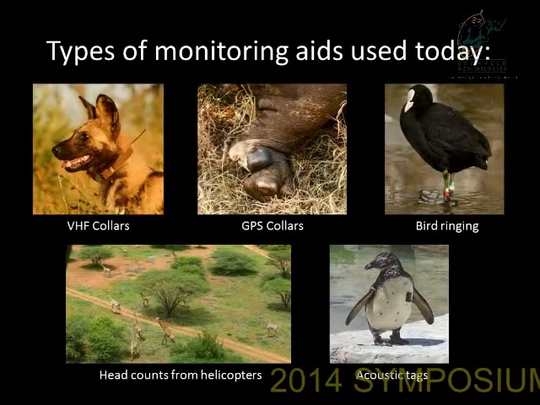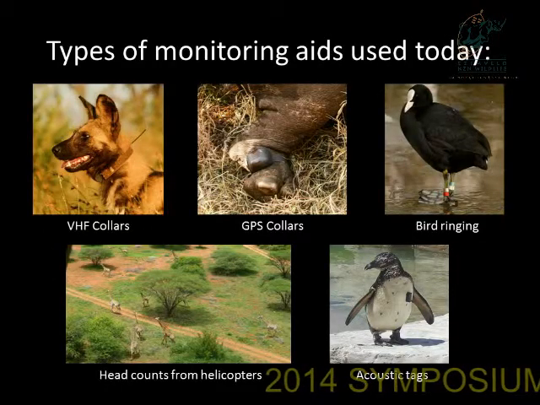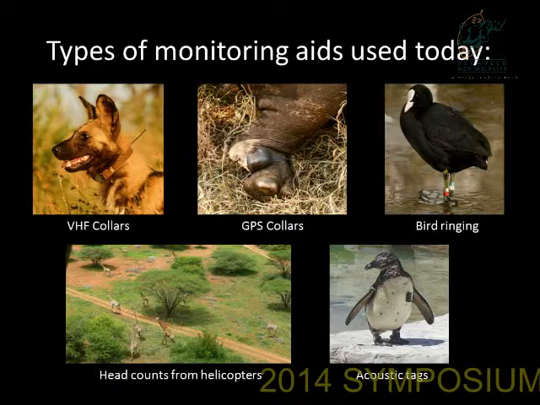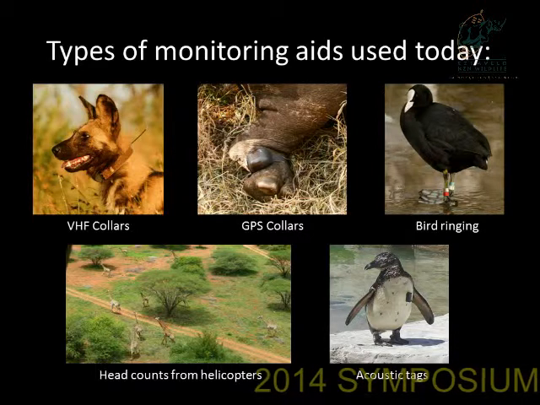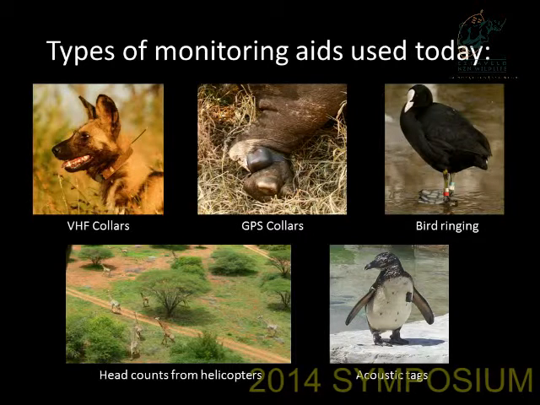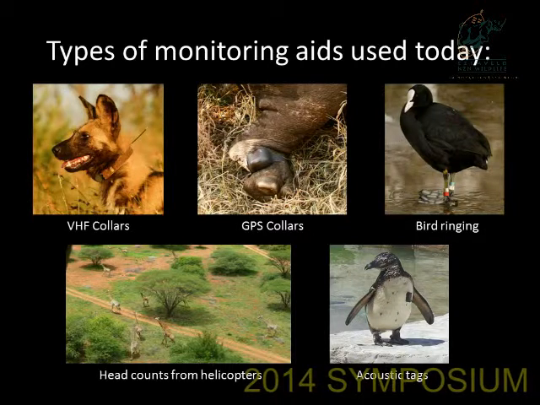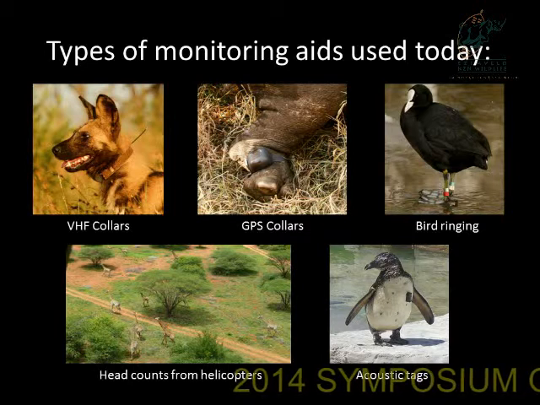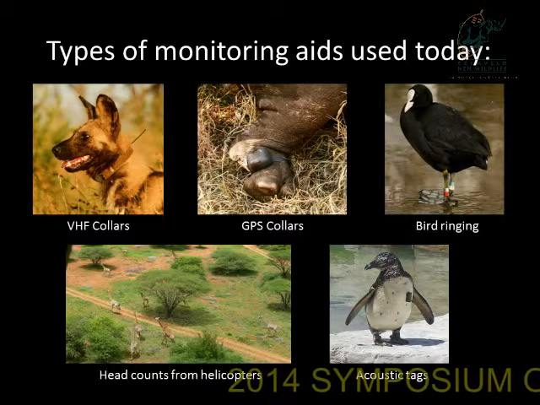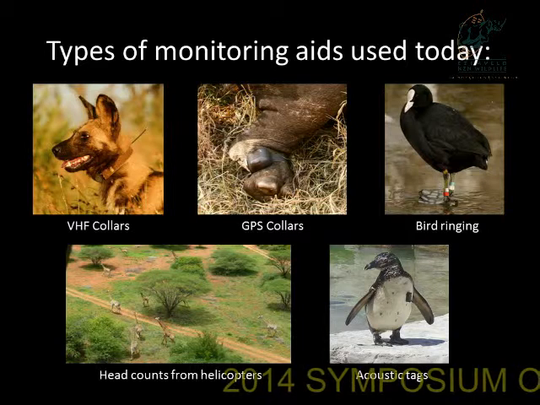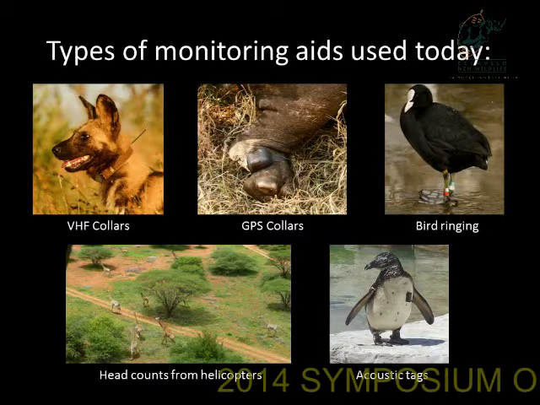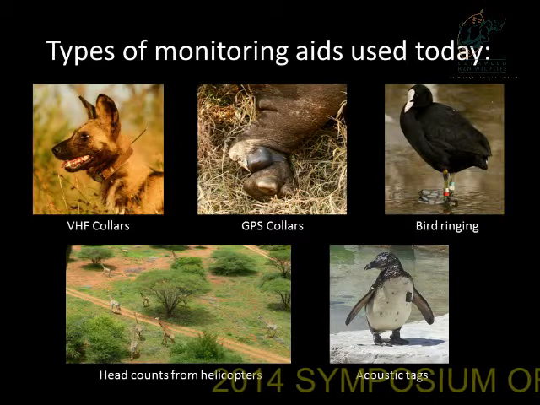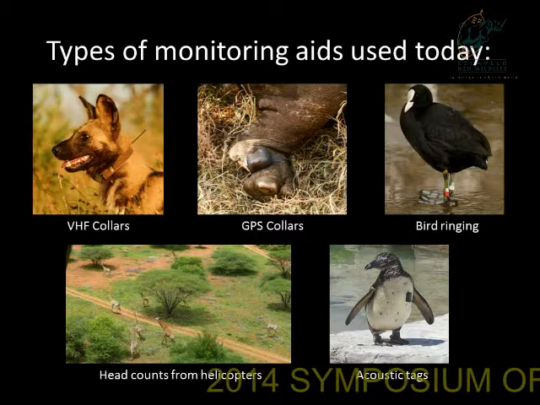If we look at types of monitoring we have today, we have the VHF collars and GPS collars that are mainly used for the bigger mammals, like wild dogs and rhinos. We have bird ringing, we still use it today. Acoustic tags that are mainly for marine animals or for marine organisms. And we have head counts from helicopters. Now the head counts do not give us individual information, but it's still an aid in monitoring.